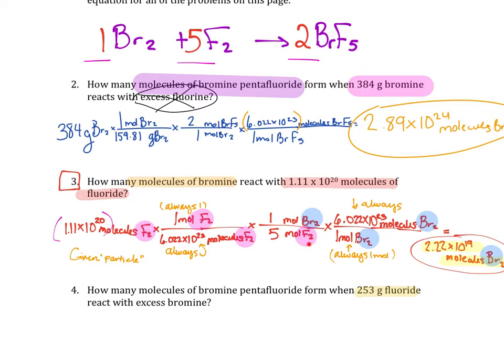So you're transitioning from fluorine to bromine on that mole-to-mole step. That's where you take it from one chemical and go into the next. It's good also to cross out units to show what's been canceled. That also helps a lot of students through these problems.